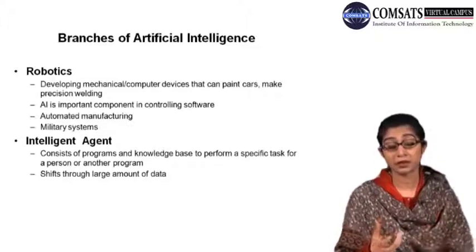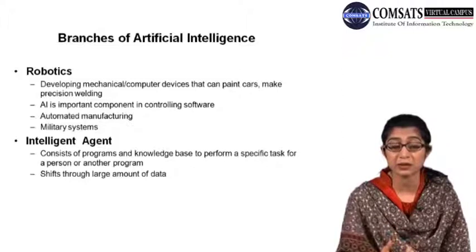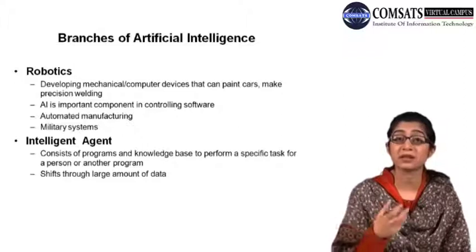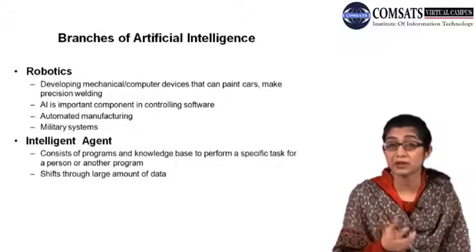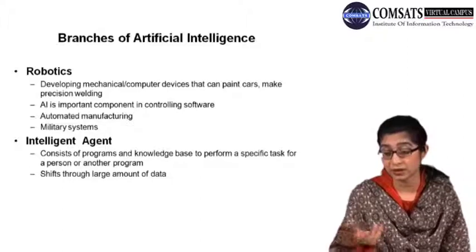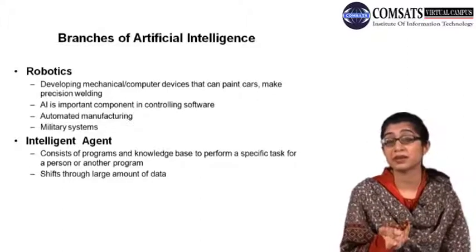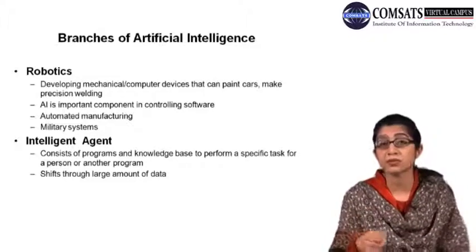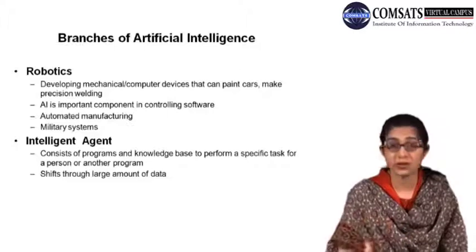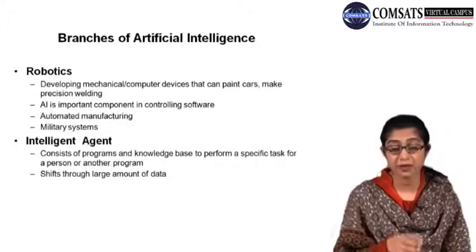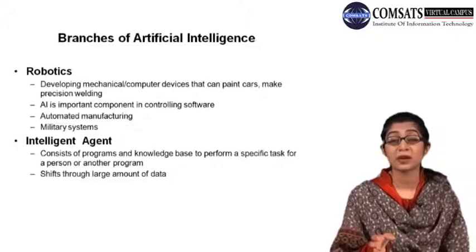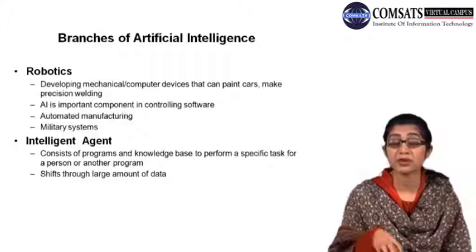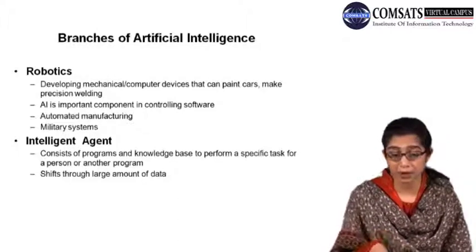So basically, robotics is a field that is concerned with developing mechanical and computer devices that can paint cars, do precision welding, or do any kind of task that requires a lot of precision. That means humans can err, they can make mistakes, and they cannot achieve the perfection or precision that a machine can. So robotics is concerned with machines that help organizations do tasks that require a lot of precision and a lot of work.